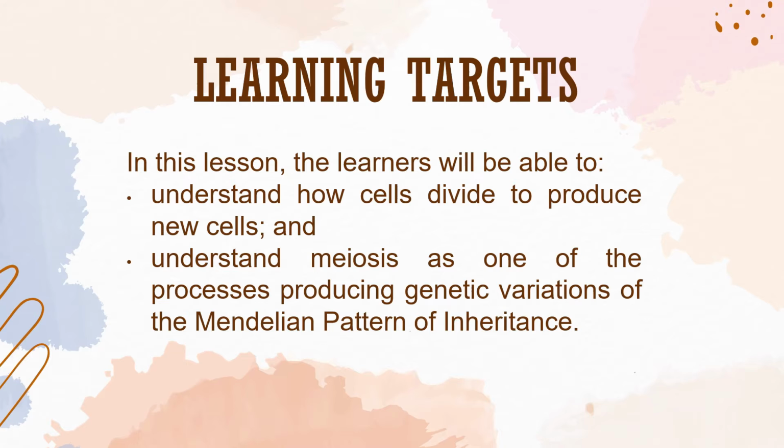For the specific learning targets in this lesson, the learners will be able to understand how cells divide to produce new cells and understand meiosis as one of the processes producing genetic variations of the Mendelian pattern of inheritance.